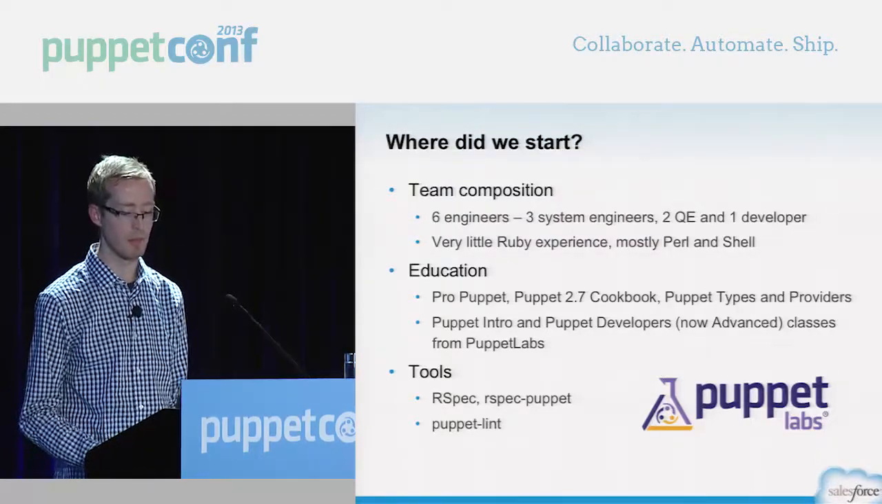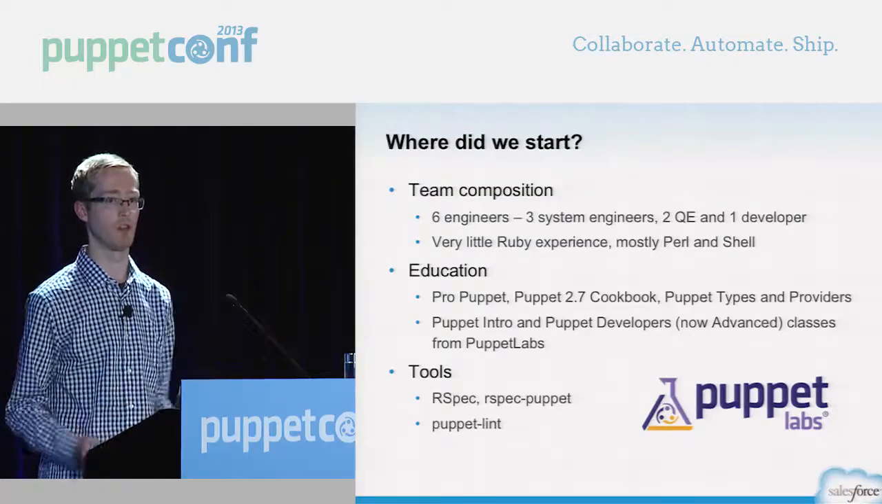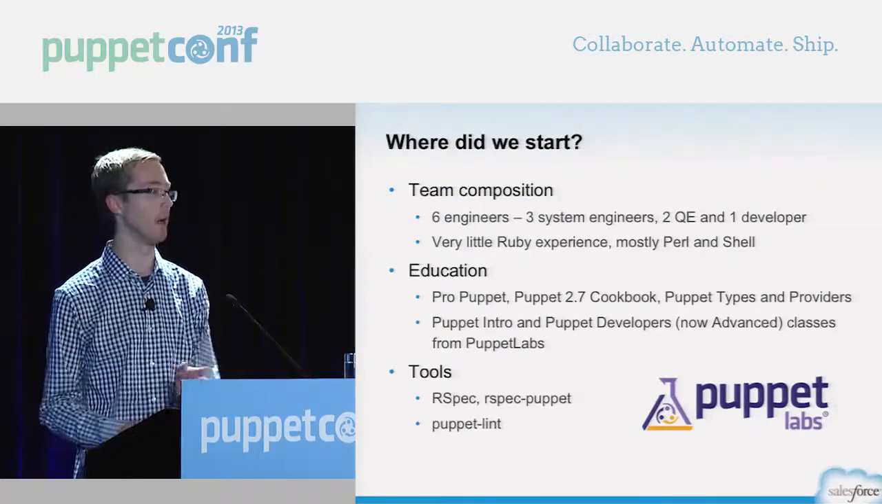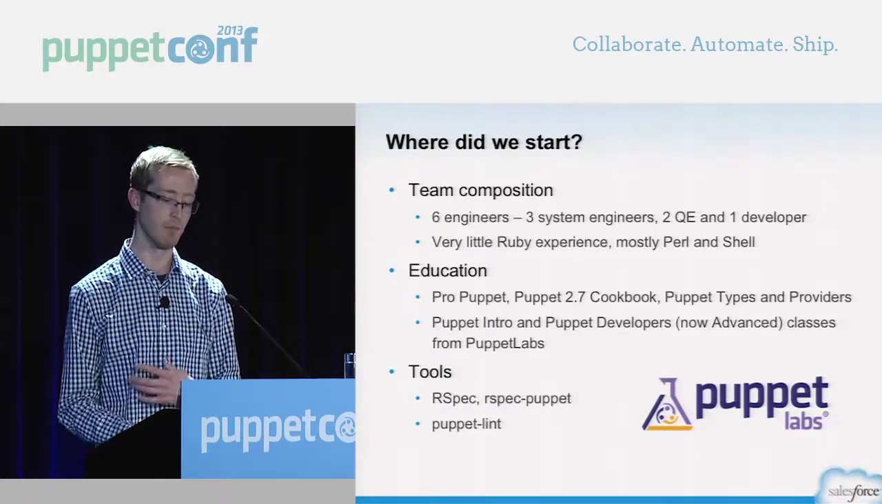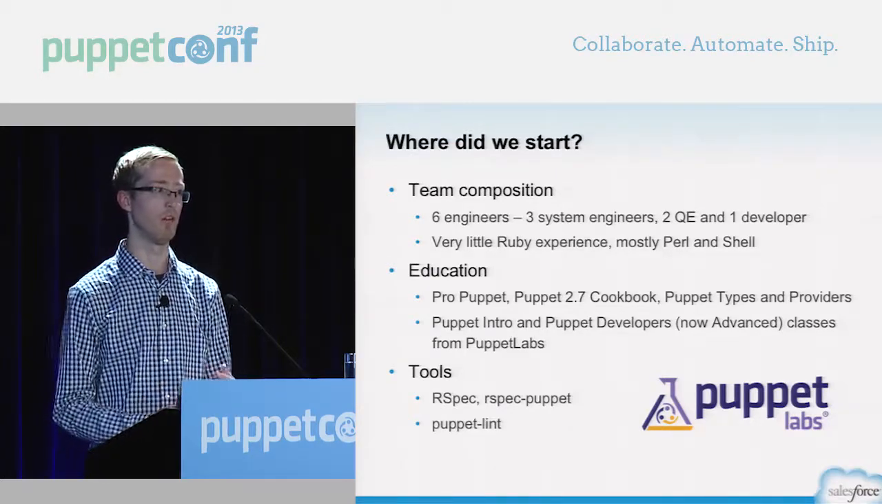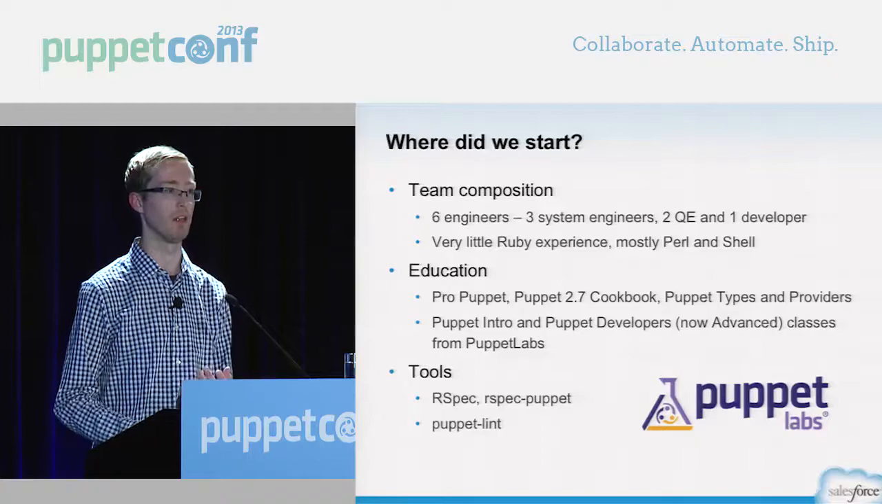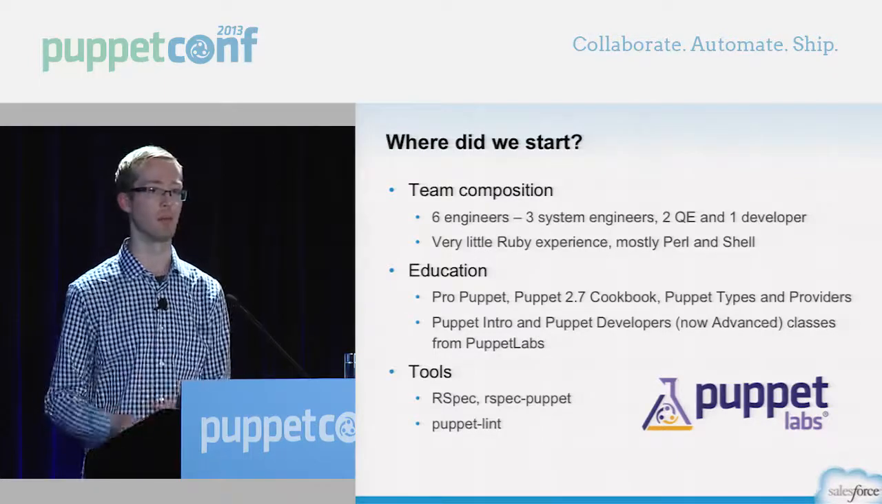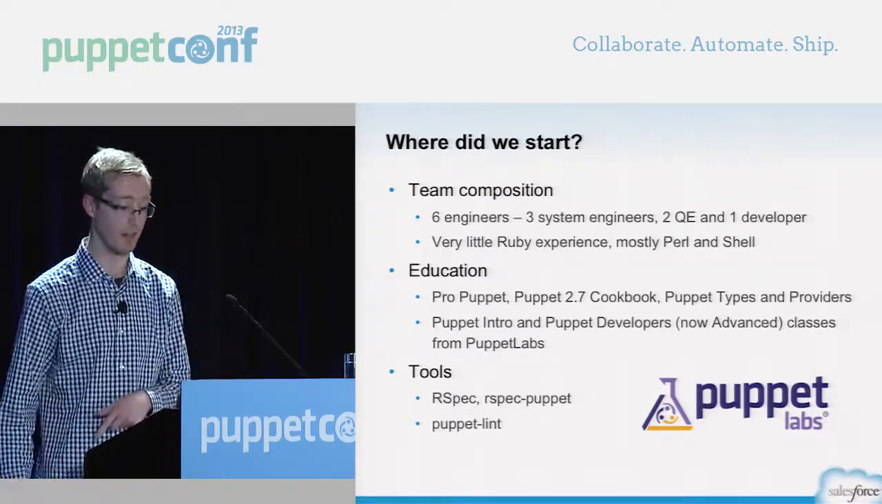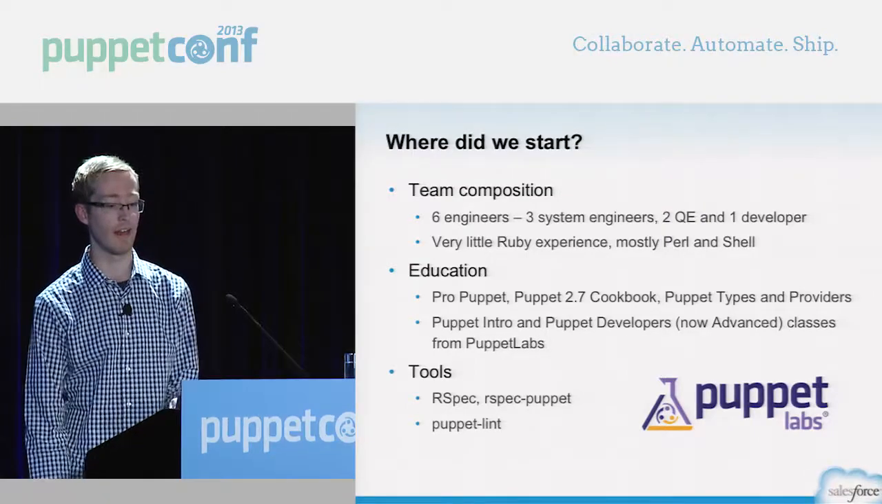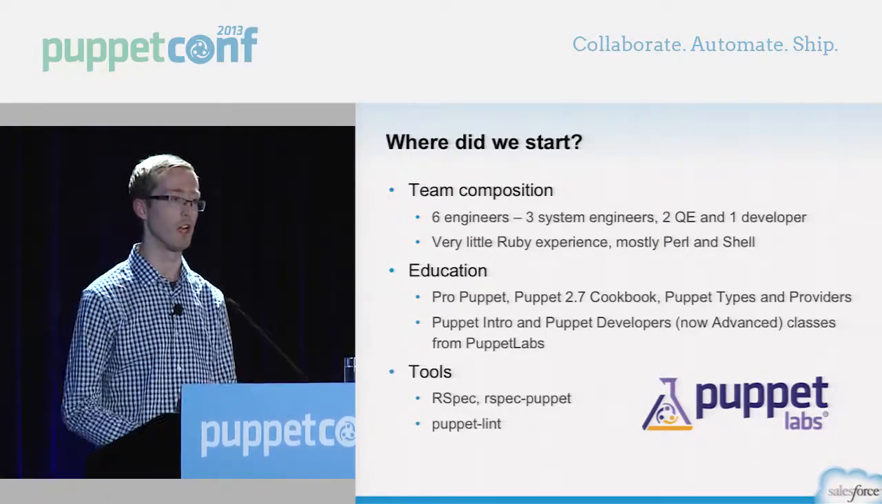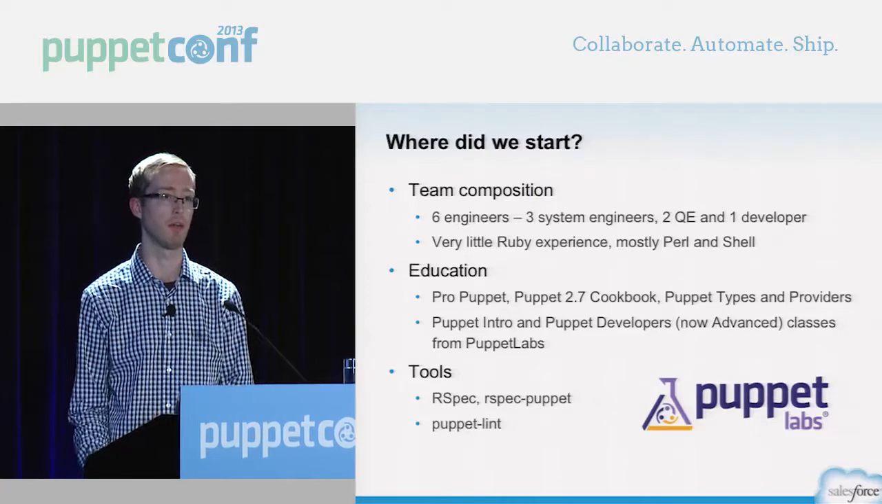We also got some help from Puppet types and providers, because once you get past simple manifests, you're writing your own types and providers too. And the documentation, well, isn't that great. I think Puppet Labs will even say the documentation is read Puppet types and providers. So we did. In addition to that, we also took the Puppet Introduction and Puppet Developer classes from Puppet Labs.